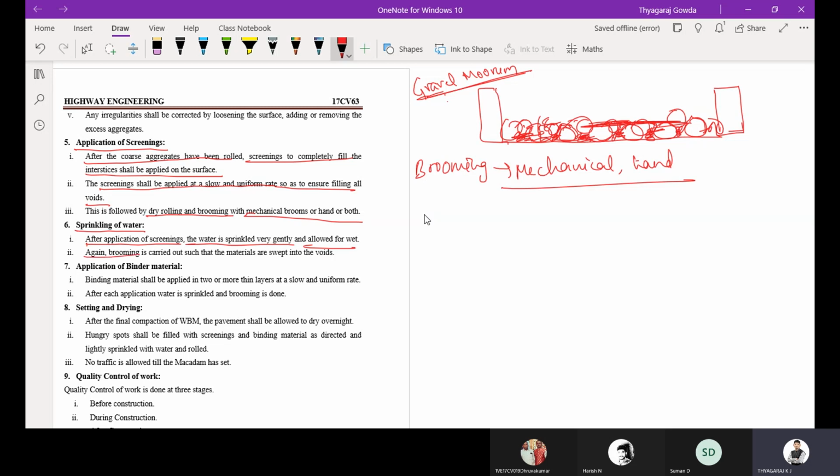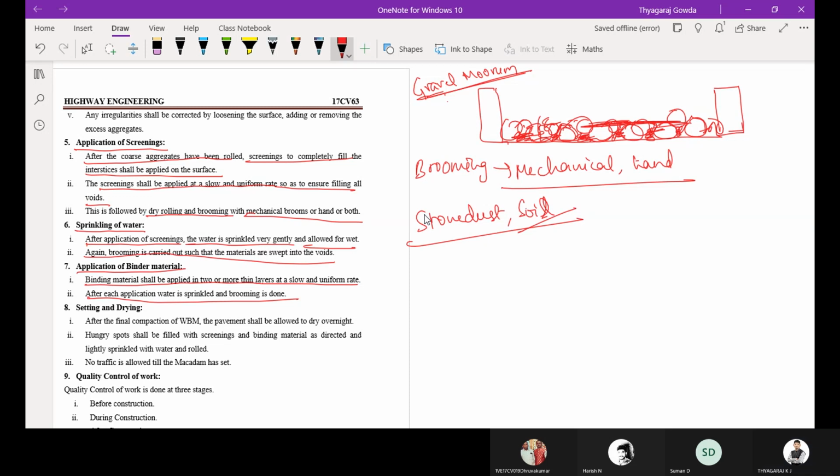Then again brooming is carried out such that materials are swept into the voids. So again you are going to do the brooming in such a way that whatever screening material is present on the surface gets into the interstices of the aggregates. Then after applying the screening material, we are going to apply the binder material. Here the binder material is stone dust or soil. The binding material shall be applied in 2 or more thin layers at a uniform rate. After each application, water is sprinkled and brooming is done.